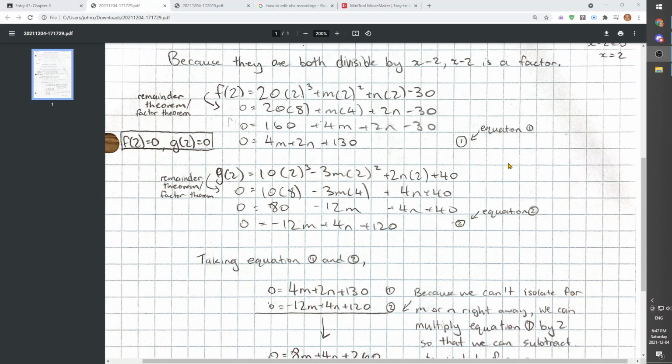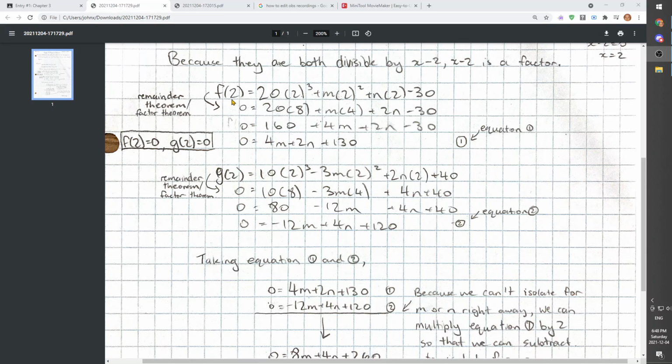According to the remainder theorem, when a polynomial f of x is divided by x minus a, the remainder will always be equal to f of a. And according to the factor theorem, x minus a is a factor of f of x if and only if f of a is equal to 0. Because of these two theorems, since x minus 2 is a factor of both equations, the remainder will be 0.